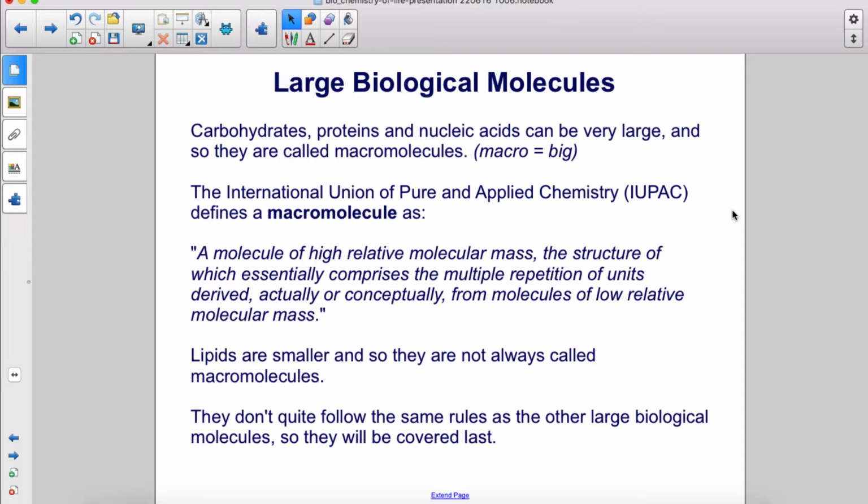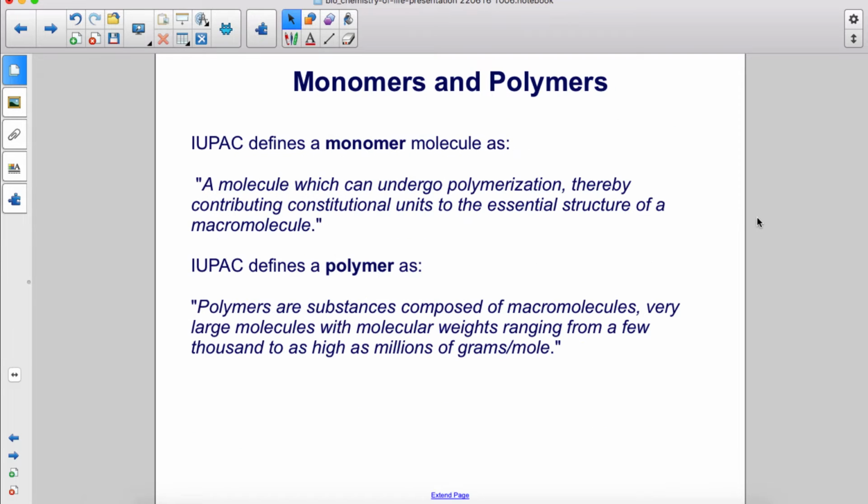big. The International Union of Pure and Applied Chemistry defines a macromolecule as a molecule of high relative molecular mass, the structure of which essentially comprises the multiple repetition of units derived, actually or conceptually, from molecules of low relative molecular mass. Lipids are smaller, and so they're not always called macromolecules. They don't quite follow the same rules as the other large biological molecules, so they will be covered last.